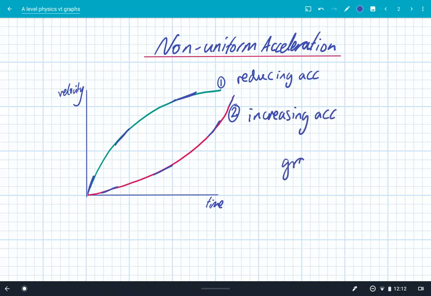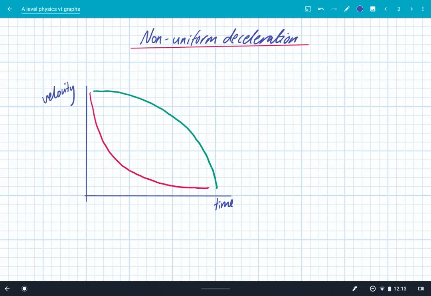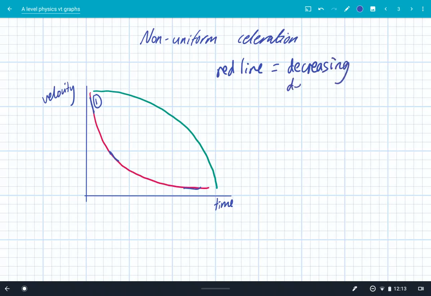Remember, the gradient is the acceleration. I'm going to keep saying that over and over. If we look at curves going the opposite way, we know that going down in velocity means a deceleration. So looking first of all at the red line, it starts off steep, then gets shallower and shallower. So the red line is a decreasing deceleration.